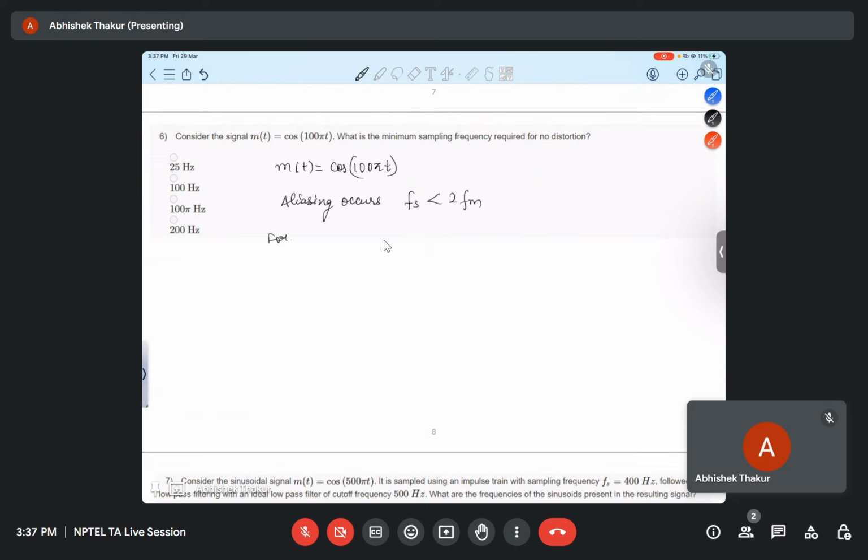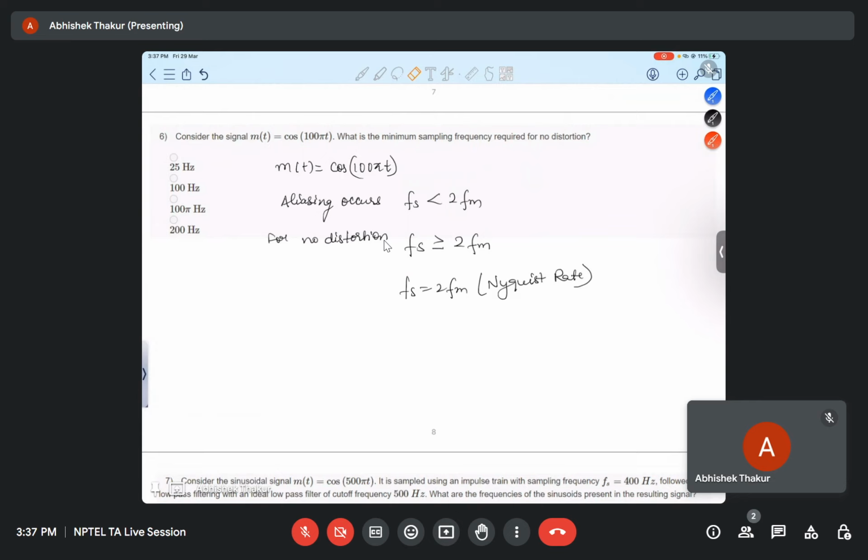For no distortion, fs should be greater than or equal to 2 fm. At fs equal to 2 fm, this is known as the Nyquist rate. So when the message signal is sampled at greater than or equal to the Nyquist rate, then no aliasing occurs and there is no distortion while recovering the signal at the demodulator end.